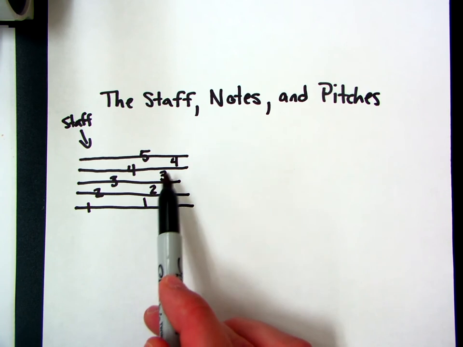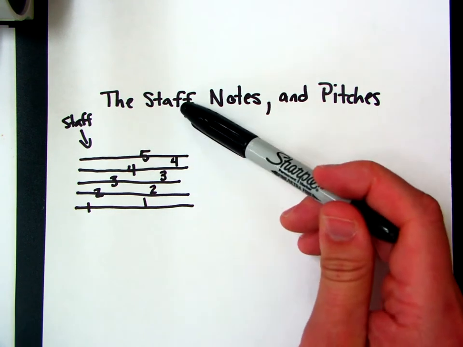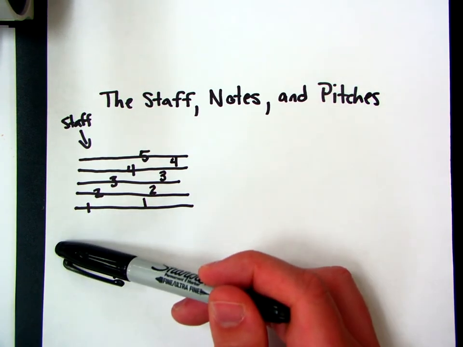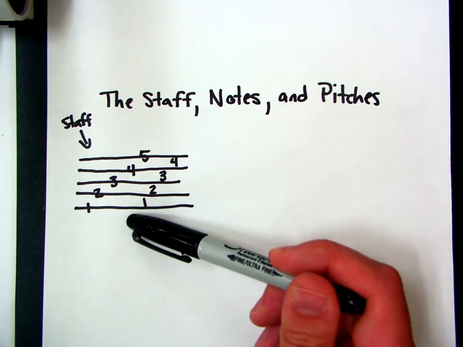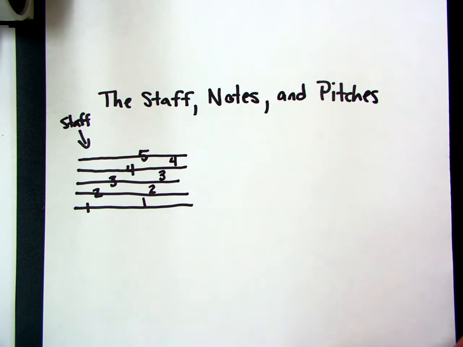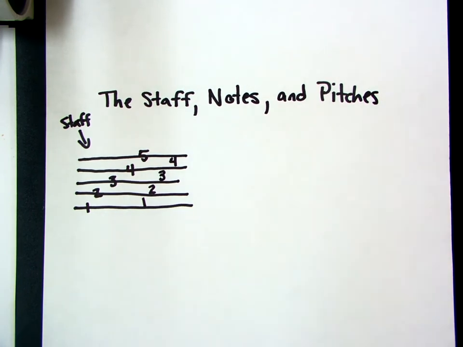1, 2, 3, 4. Now, just as a little bit of a warning, the staff does not stop here. We just use these 5 lines and 4 spaces at the very beginning. The staff can go higher than 5, right? We can keep going up, or we can go below the staff with lines. And the same thing for spaces. We can go above space number 4 or below space number 1. But for what we need right now, we're just going to use these 5 and these 4. 5 lines and 4 spaces.